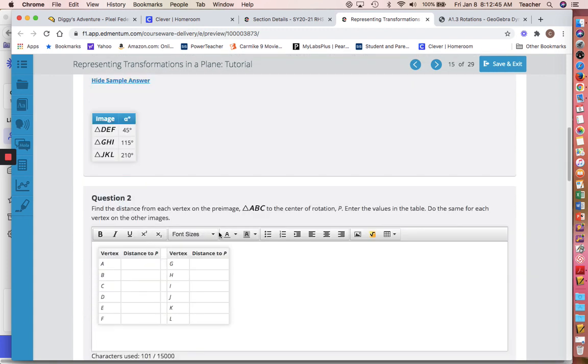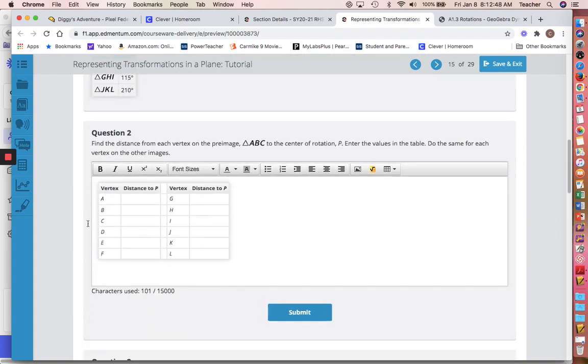Whoop, whoop. All right, question 2. Find the distance from each vertex on the pre-image triangle ABC to the center of rotation P. Enter the values in the table and do the same for the vertex on the other ones. So I'm looking for the distance from A to P, and then B to P, and C to P. You get the idea. E to P, F to P.